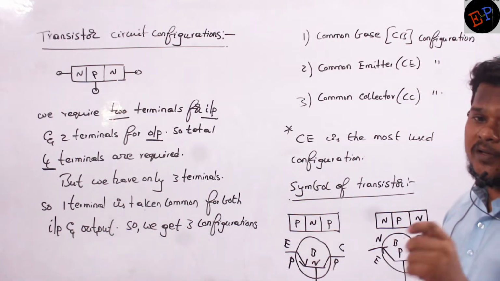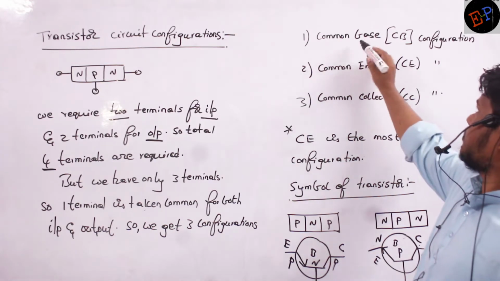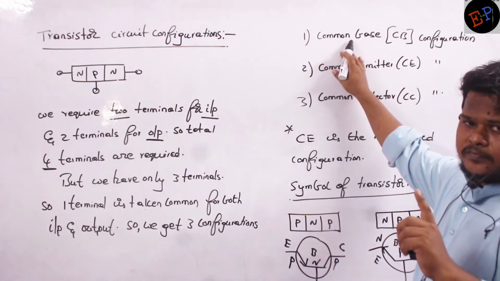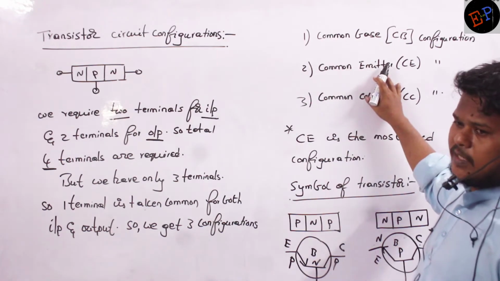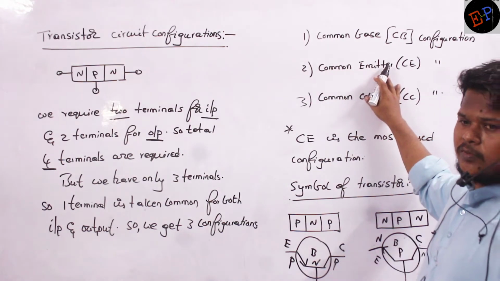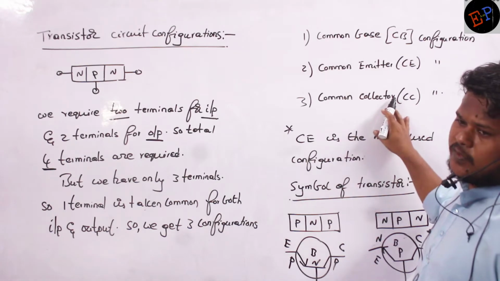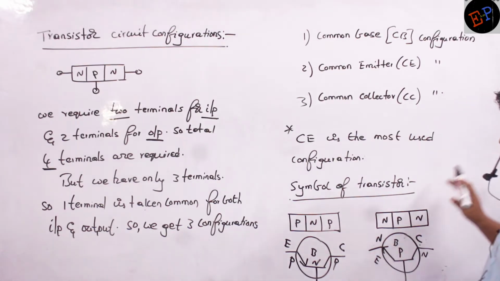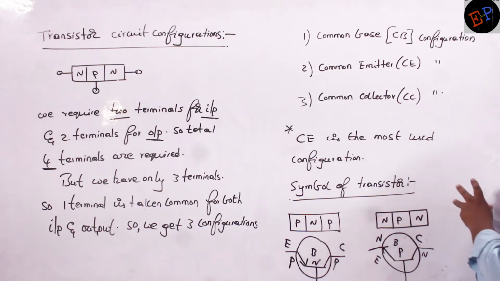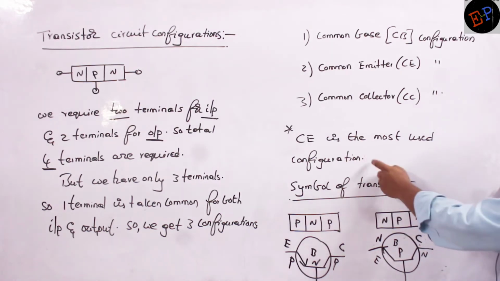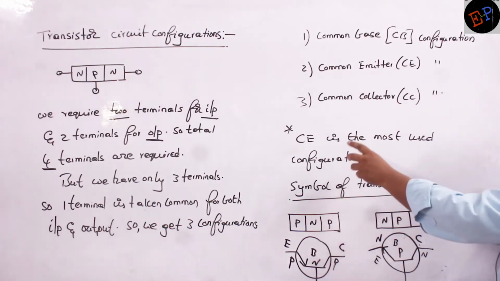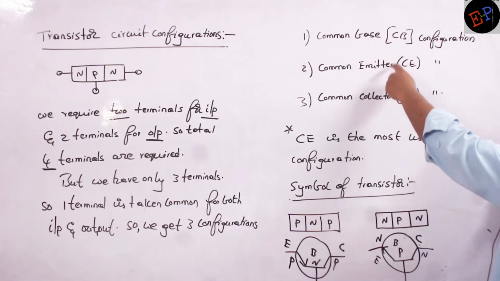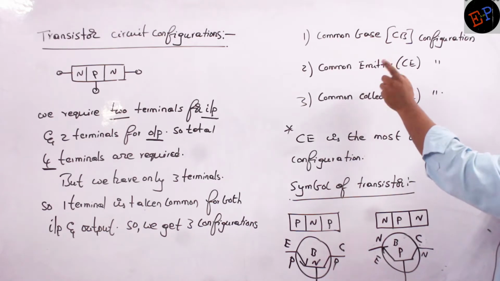Which one are we making common? Common base configuration means base is common to input and output. Common emitter means emitter is common to both input and output. Common collector means collector is common to both input and output. So we have 3 configurations, and these are the symbols. Common emitter is the most used configuration. Questions you will get mostly from these 2 topics only, common base and common emitter.